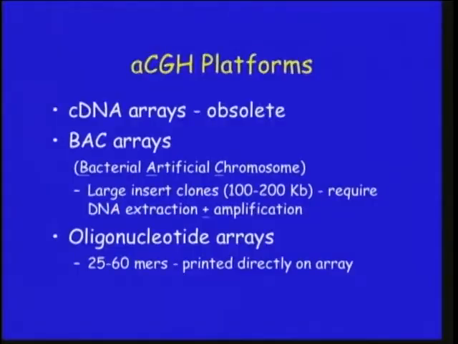Oligonucleotide arrays have been used more recently for Array CGH, and these work very well. And the oligos can range anywhere from 25 to 60 nucleotides in length, depending on which manufacturer is making them. And the oligos are printed directly on the arrays. So you don't have the same production problems that you do with the BAC arrays. You don't have to worry about cross-contaminating clones, cross-contaminating PCR products. So I think in the future, this is probably going to be the platform of choice for Array CGH.